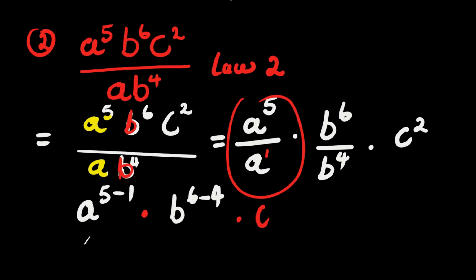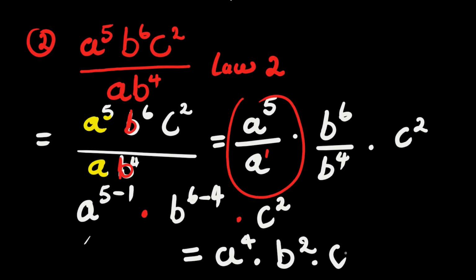Multiplied by c to the power of 2. Now we know that from here, a to the power of 5 minus 1 is 4, multiplied by b to the power of 6 minus 4 is 2, and c multiplied by c to the power of 2. And this is our answer to question number 2.